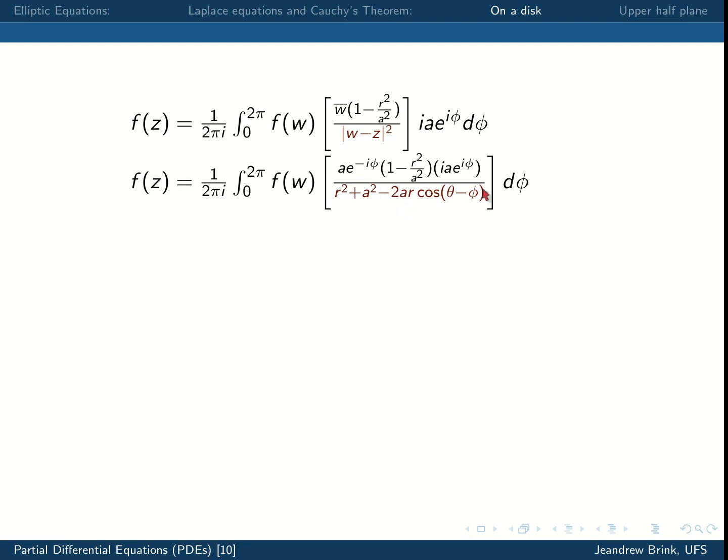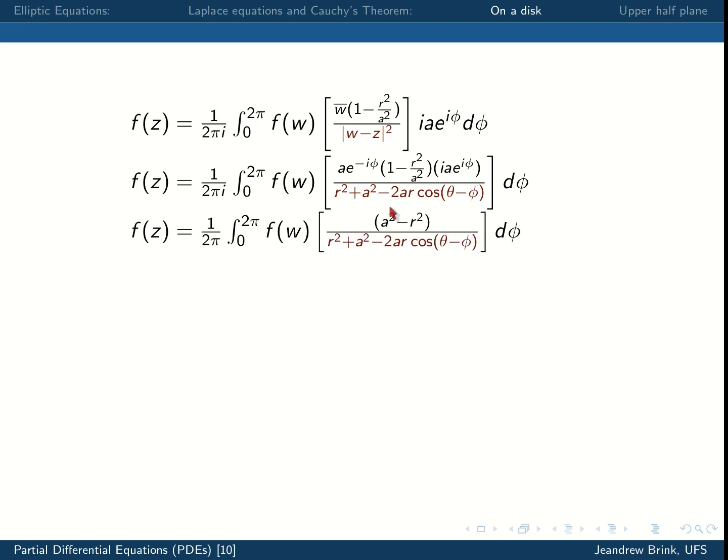The expression for the integral: we simply have this i a e^{i phi} that comes from the dz, times w bar, which is just a e^{i phi}, times this factor, which is real, times 1 minus r squared over a squared, over this denominator, which we actually worked out, the difference between w and z, in the previous slide.